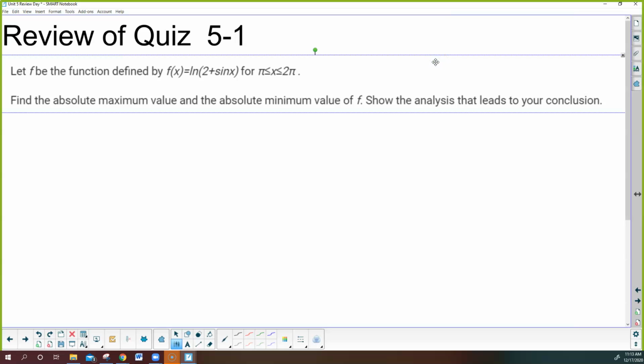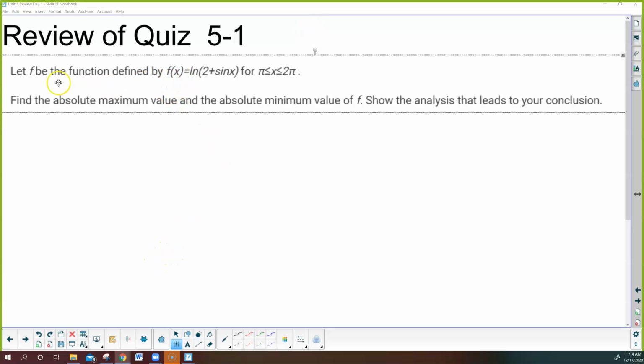Okay, this one I noticed was, I can't remember if it was number 5. I don't remember the number on this one. But this was one of the quiz questions. So I'm going to work through it very quickly.